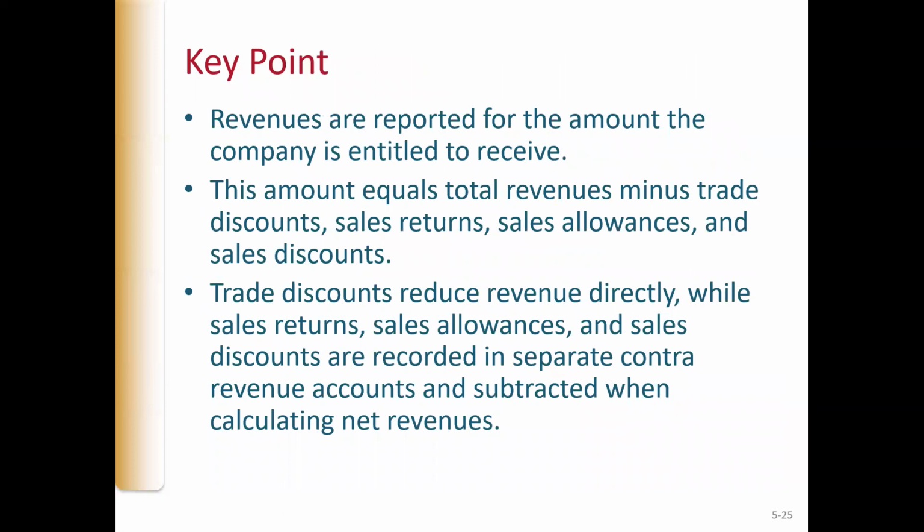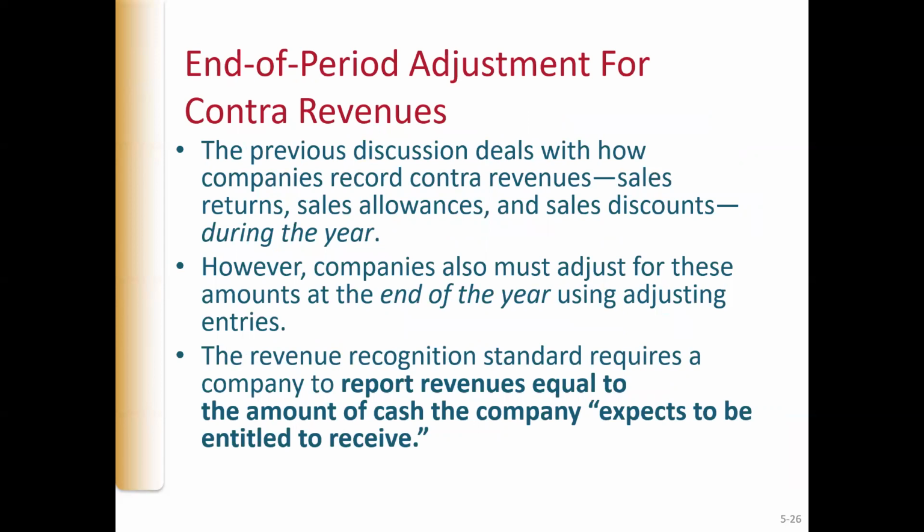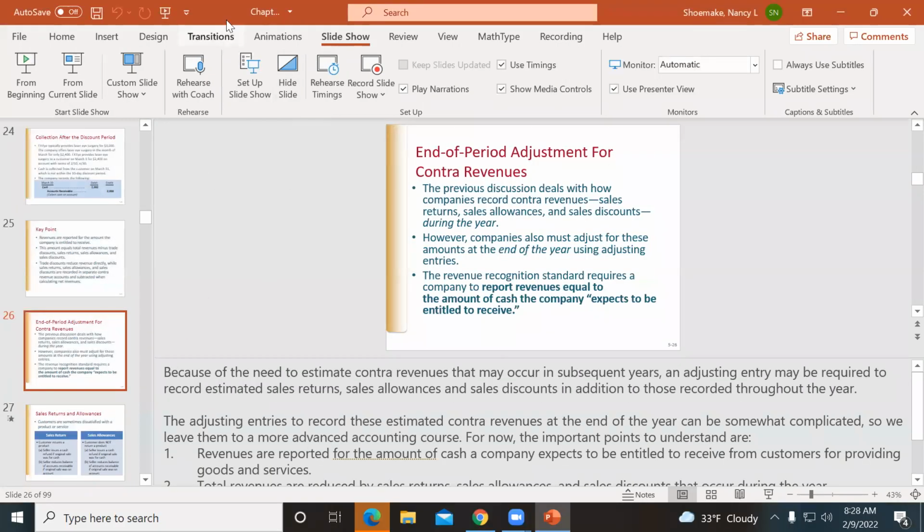Remember, revenues are reported for the amount the company is entitled to receive. This amount equals total revenues minus trade discounts, sales returns, sales allowances, and sales discounts. Now, we're going to stop for 1 minute and we're going to work on a homework, or not necessarily homework here, a question.